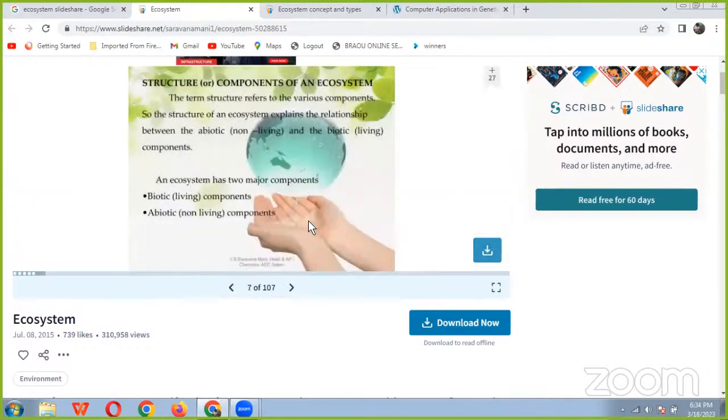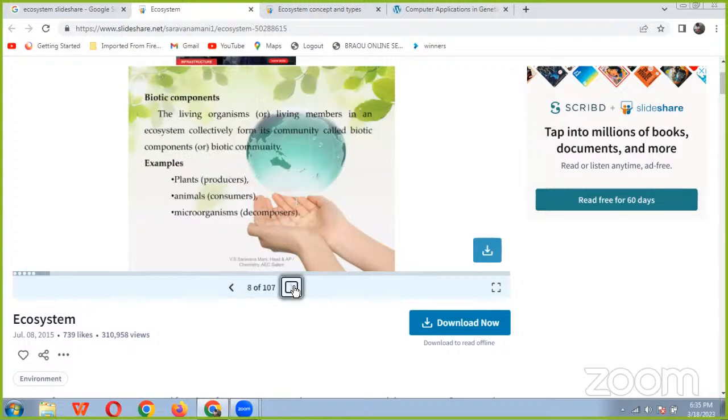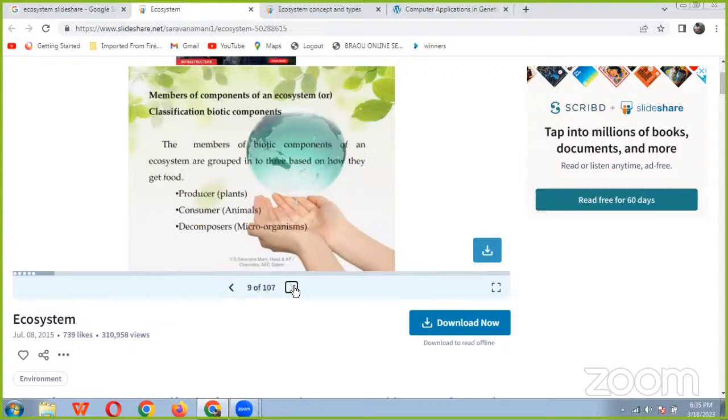Okay, next, the structure and components of the ecosystem. Mainly these are the abiotic components and the biotic components. Biotic components are the living components. Abiotic components are the non-living components. What are the biotic components? Especially living organisms and the living members in the ecosystem, collectively forming the biotic community. Plants are the producers, animals are the consumers, and then the microorganisms. These are mainly the biotic components: plants, animals, and microorganisms.